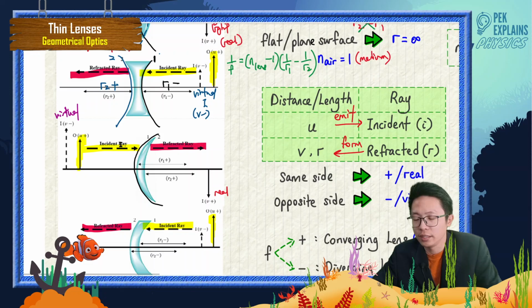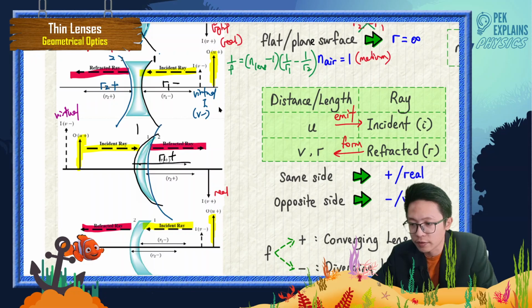And then the second surface is over here. You see that? This is the second surface. R2 is over here also. So it is also on the same side as the refracted ray, so this R2 is also positive.